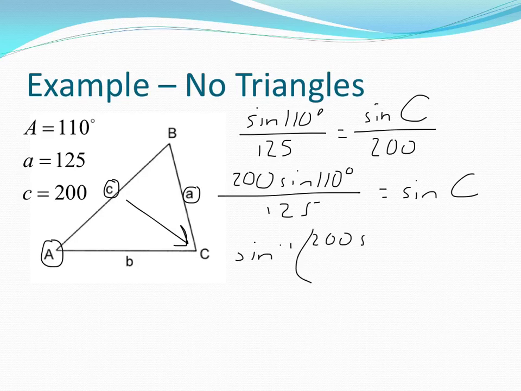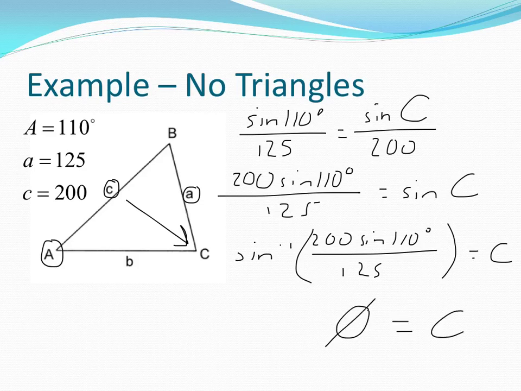Now, I'd like for you to practice this. Type in exactly what I've typed in or written here into your calculator, the inverse sine of 200 times the sine of 110 degrees, all divided by 125, and see what happens. You'll notice that it gives you an error, domain. The reason why it says domain is that this ratio that we're putting into the inverse sine is greater than 1. As a result, it's not a valid sine value. It means that no triangle could exist with these dimensions.